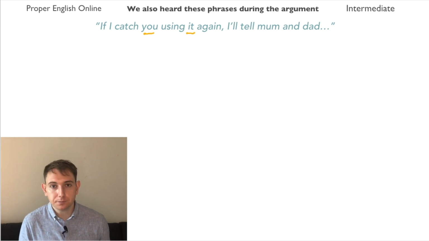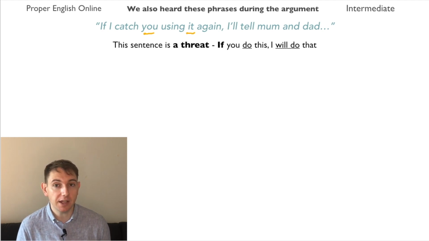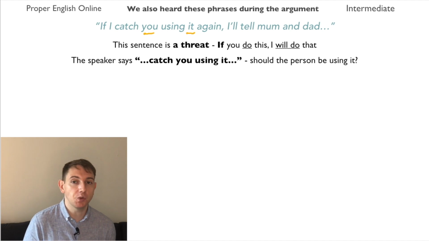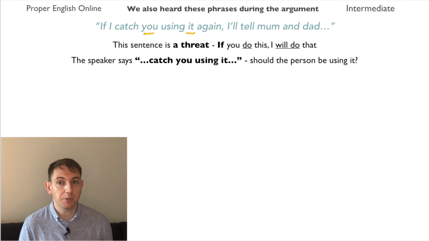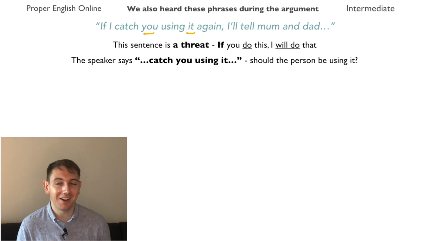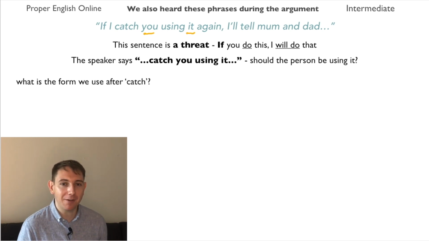So this here, the girl is making a threat. If you do this, I will do that. If you use my laptop, I will call mum and dad. I will tell them what you've done. And she uses this phrase, catch you using it. If this happens, I'll do that. If I catch you using it, I'll tell mum and dad. Now, should her brother be using her laptop? No, definitely not. He shouldn't be using it, right? Now, what is the form we use after catch?